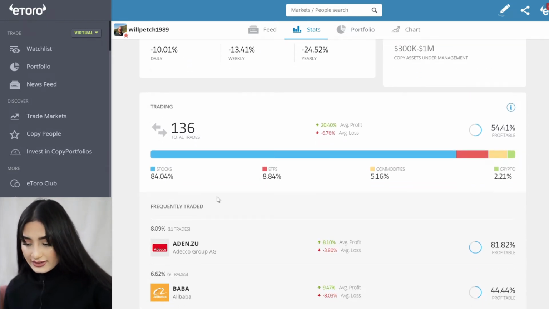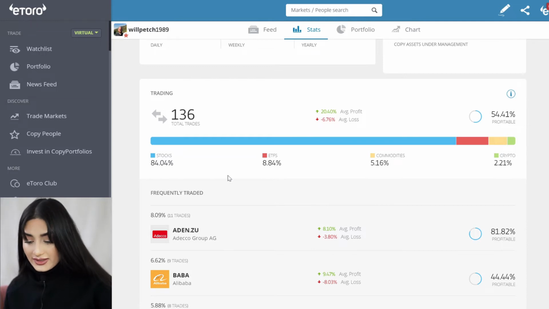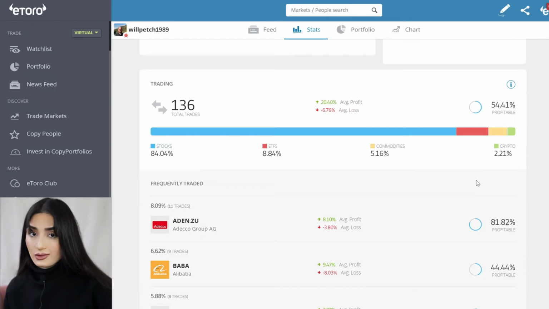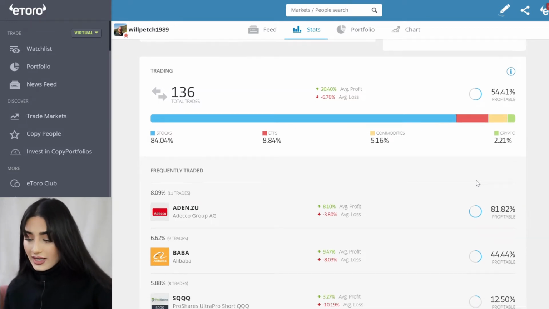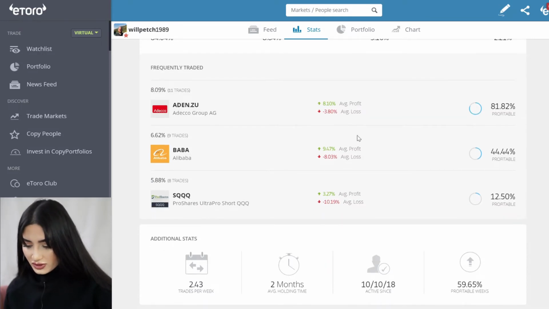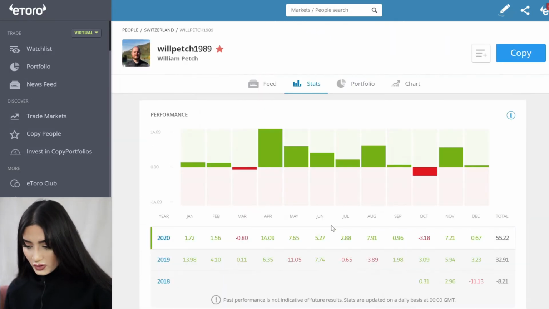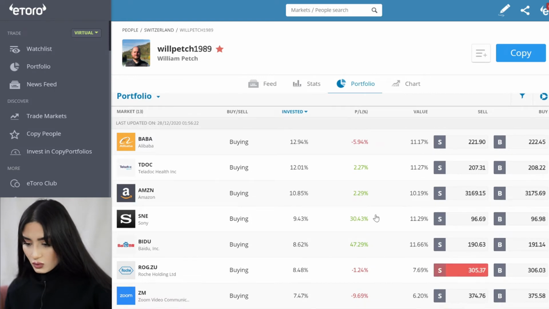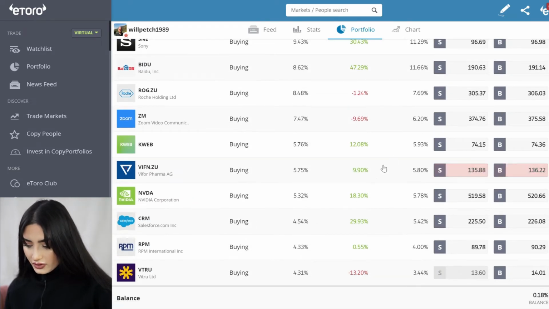So there we go. Here's a breakdown of what he trades. He trades 84% stocks, 8.84% ETFs, 5.16% commodities, and 2.21% cryptos. If you're looking for a not so risky trader, it's important that their exposure to cryptocurrencies is a lot lower than perhaps the other assets they choose to trade in. So yeah, we can see that these are some of his most frequently traded stocks. Now, to see the portfolio and what he invests in, you can click on portfolio, and there we go. This is the list of what he has.